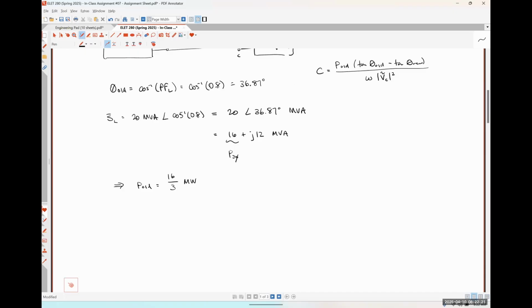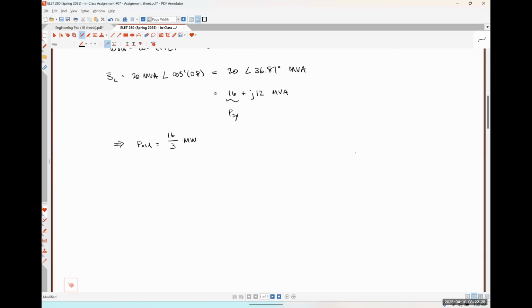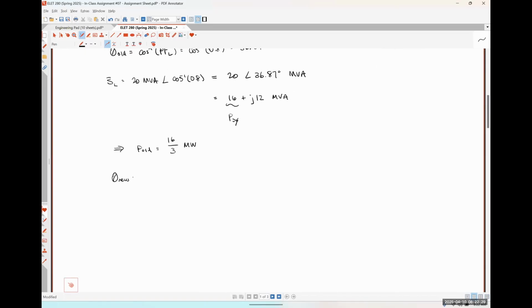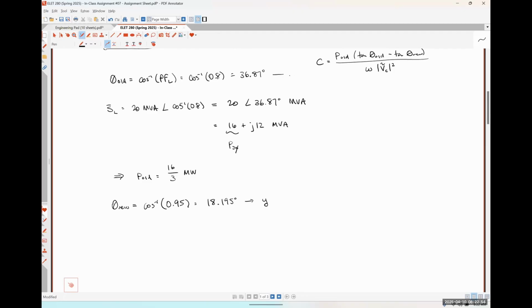So how are we going to find theta new? Theta new is just going to be the inverse cosine of 0.95, our new power factor, right? Which I get to be 18.195 degrees, and I'm storing this in my calculator as Y. And I did wind up storing that as X. Cool.